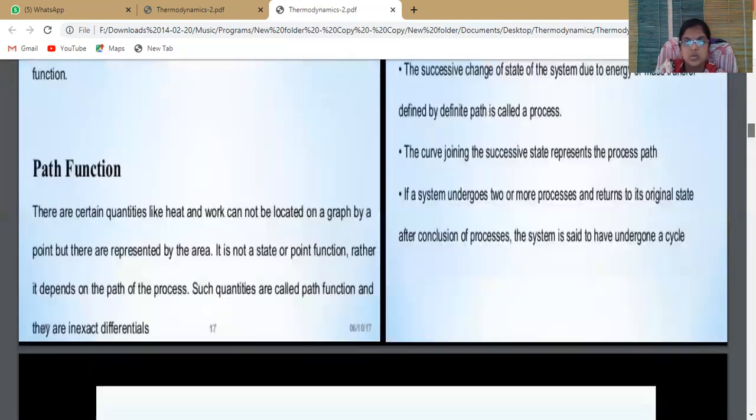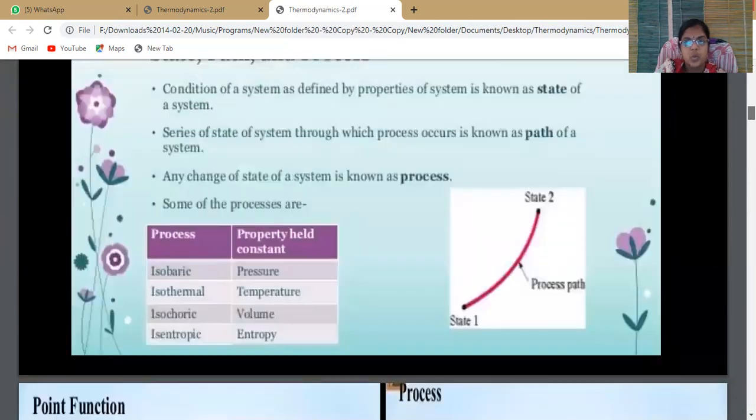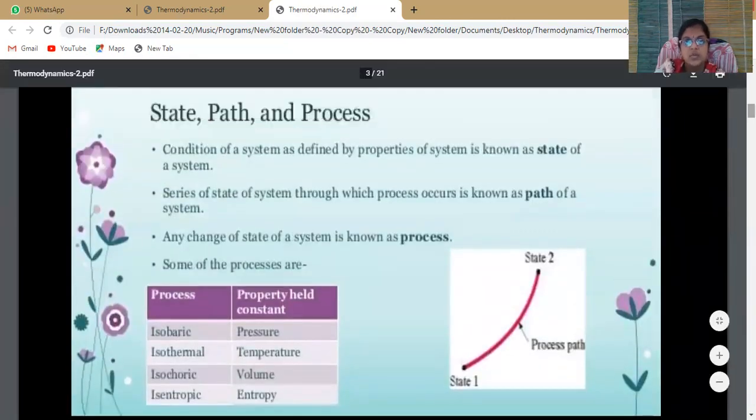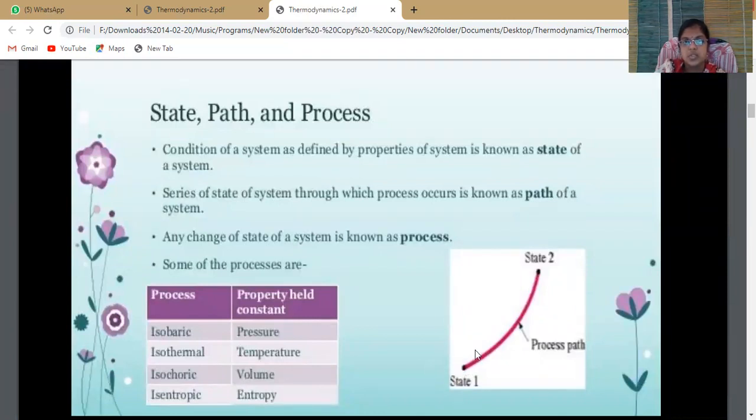So, what is state? The condition of a system, as defined by the properties of the system, is known as the state of the system. This is a series of states through which the process occurs. So 1 to 2 is a process. The series of states through which the process occurs is known as the path of the system. Any change of a system, say state 1 changing to state 2, is known as a process.